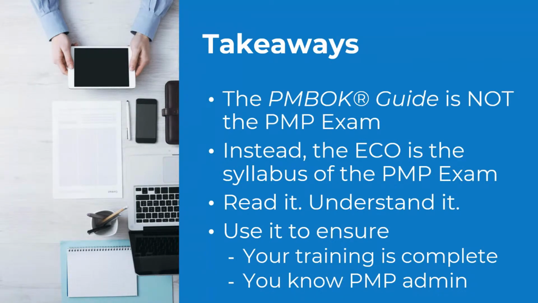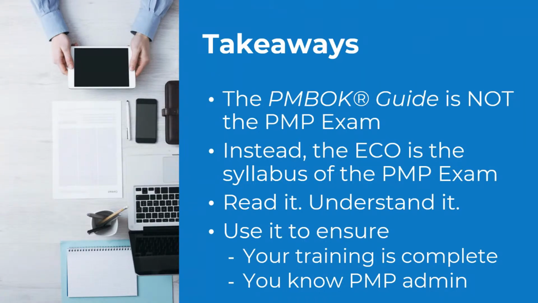So read the ECO, read the exam content outline, understand the exam content outline, and use it to ensure two things by reading pages 2 to 15. You use the highlighters to ensure that your training is complete. Everything ought to be green. And you want to make sure that you read, I think it's about pages 12 to 15, okay? And you want to know about that.